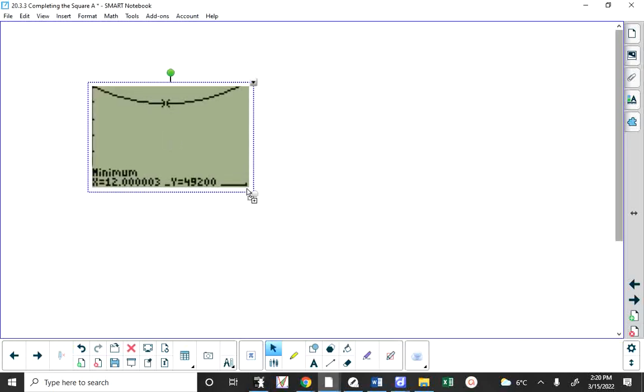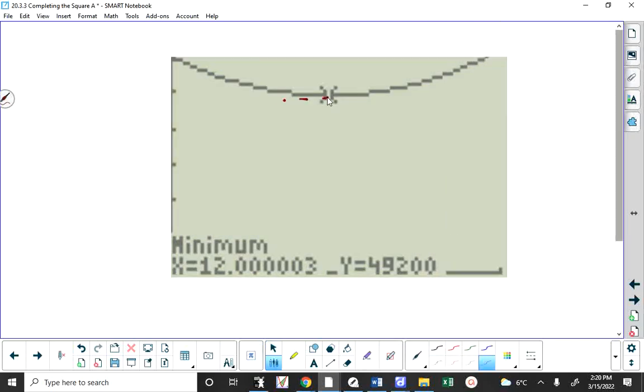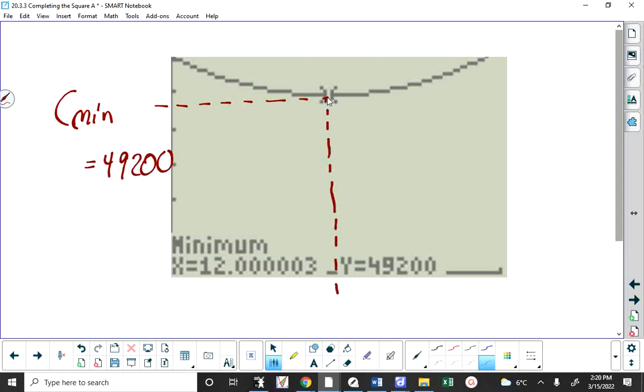And what I discover is that the minimum cost is 49,200. What do you want to do to get that outcome? You want to produce 12,000 items, whatever they are. Is that okay?